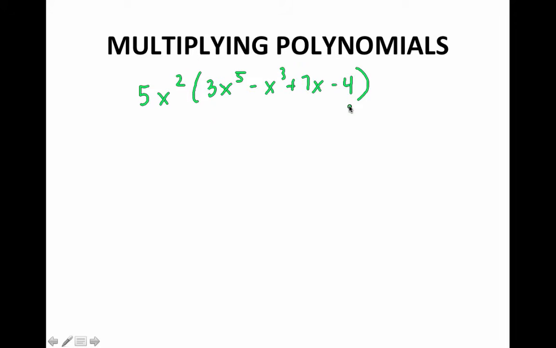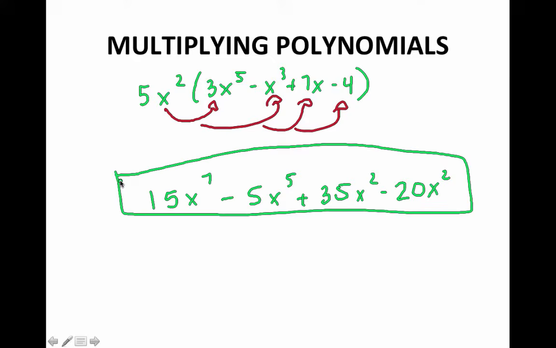And so with this problem, you would just use the distributive property and make sure that you distribute 5x squared to everything inside the parentheses. So I want you to do that on your own. Pause the video, work on this problem, make sure it's in standard form, and then press play when you're done. Okay, welcome back. Your answer should be what I have right here.